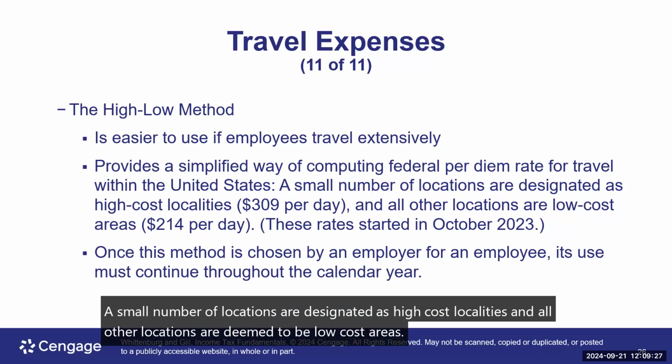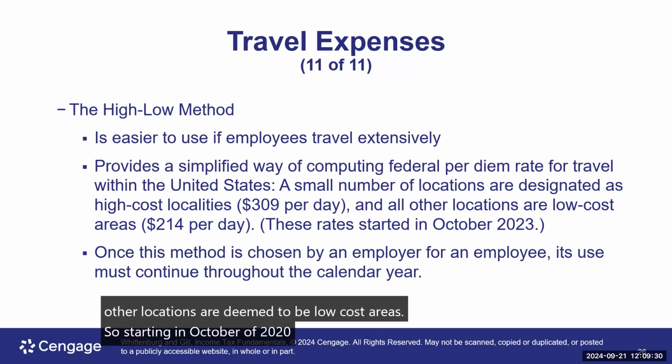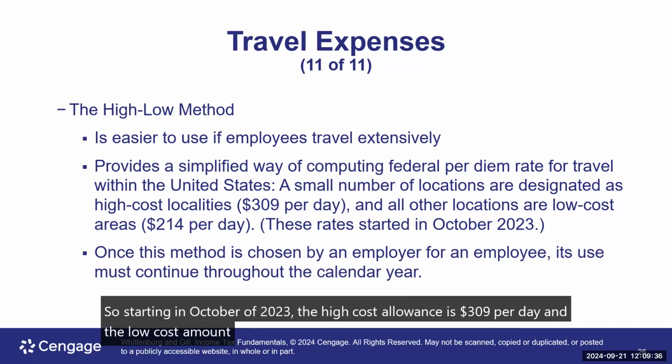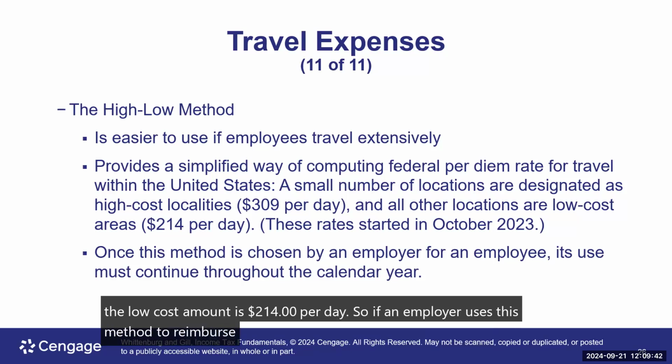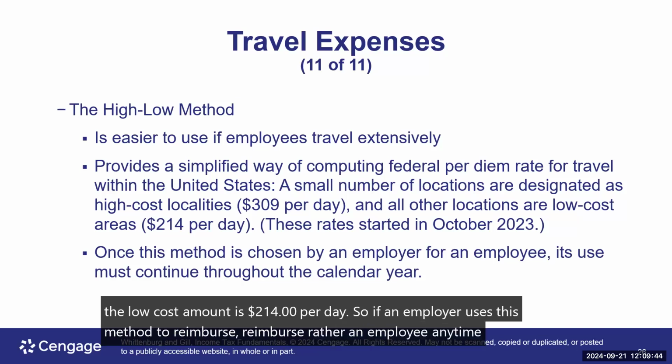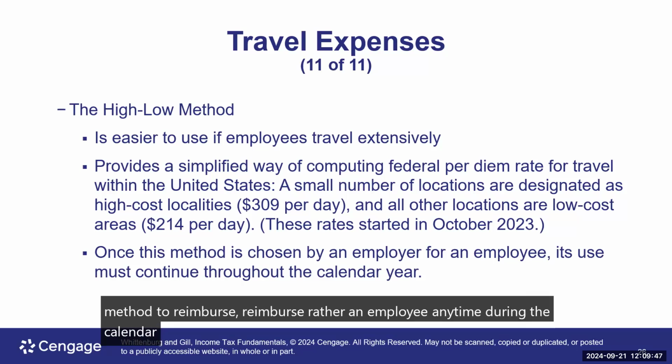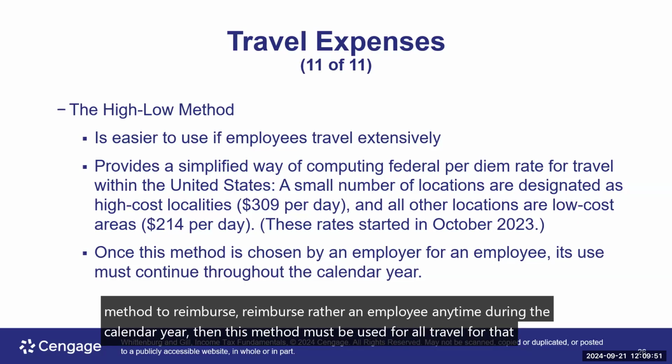So starting in October of 2023, the high cost allowance is $309 per day, and the low cost amount is $214 per day. So if an employer uses this method to reimburse an employee anytime during the calendar year, then this method must be used for all travel for that employee in the same calendar year.